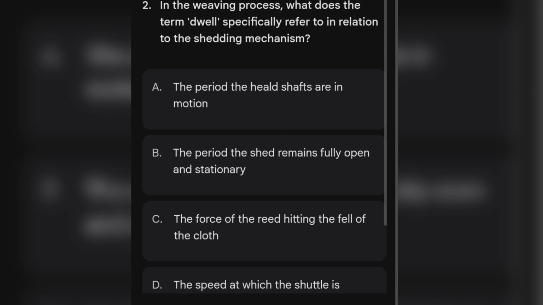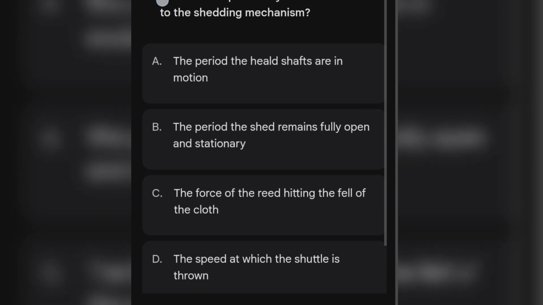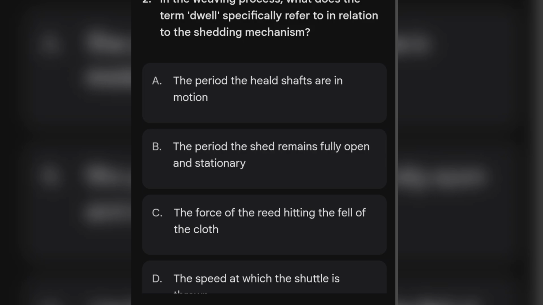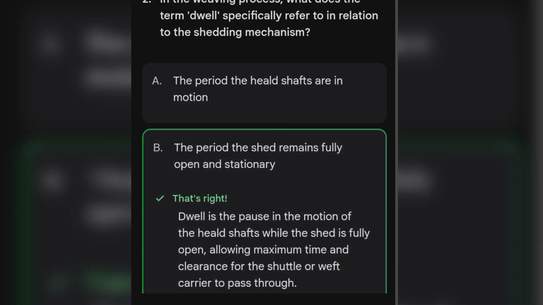In a weaving process, what does the term dwell specifically refer to in relation to the shedding mechanism? So dwell, as we know, is the time for which the shed is kept open, which is taken for the weft insertion. It is called dwell. Here it is the right option.